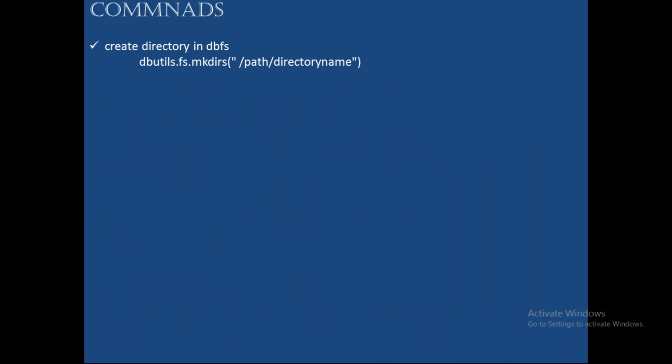So the first command is create directory in dbutils. The first thing is directory, meaning file system. You are working with the file system. Databricks utils .fs means file system. mk means make dirs, directories. MKDIRS means I want to create a directory.